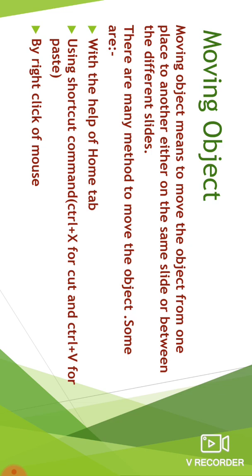Here we will learn three methods to move an object. Moving and copying, both processes are the same. In that chapter I told you that for moving we use the cut option, and for copying we use the copy option. Three methods I am telling you here, starting with the Home tab. First method is with the help of the Home tab. For this, first select the object, the picture, the text, whatever you want to move.